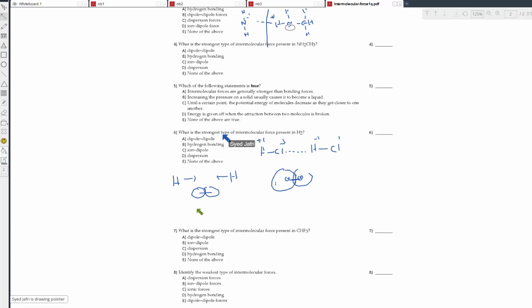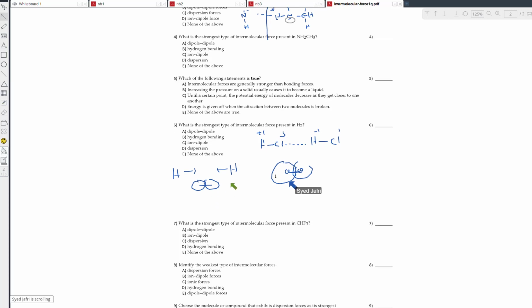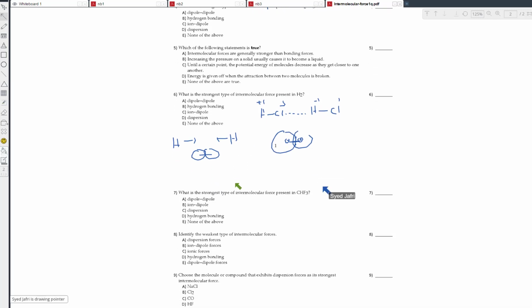Okay, what about this one, number 6? What is the strongest type of intermolecular force present in H2? It'd be dispersion, right? You're right, dispersion, because there is no dipole, no ion-dipole, none. So dispersion is the strongest force in this case.